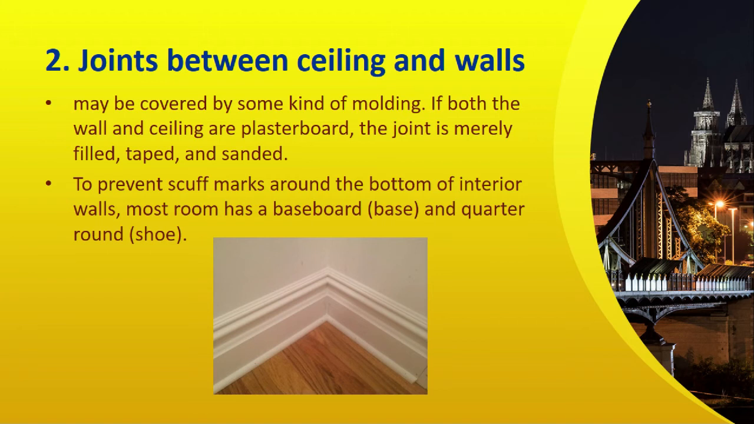Next is the joints between ceiling and walls. It may be covered by some kind of molding. If both the wall and ceiling are plasterboard, the joint is merely filled, taped, and sanded. To prevent scuff marks around the bottom of interior walls, most rooms have a baseboard and quarter round. So this is a picture of a baseboard and a quarter round.